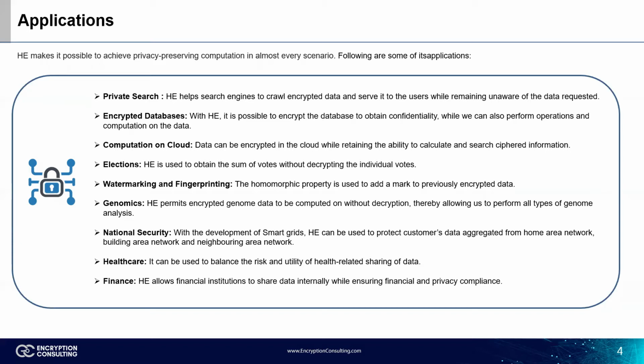Next is encrypted databases. Databases are often the most crucial infrastructure to protect. If we deploy standard encryption, the encrypted database will not allow any operations on the records. We can use other forms of encryption, such as deterministic, order preserving, order revealing, but all these would lead to leakages such as memory access patterns and search patterns. However, with homomorphic encryption, it is possible to encrypt the database to obtain confidentiality, while we can also perform operations and computation on the data.